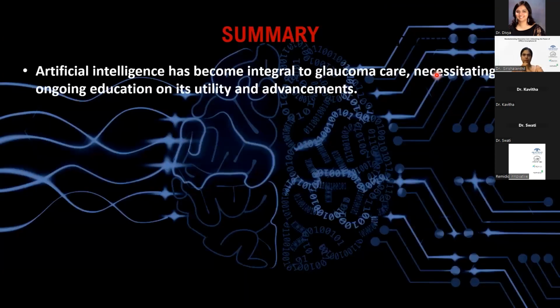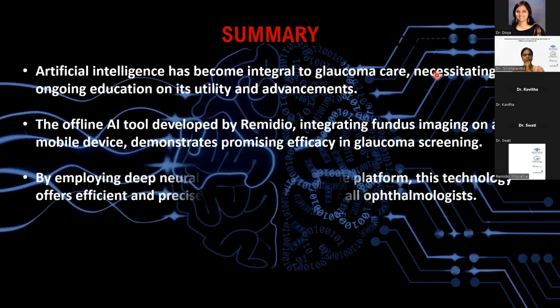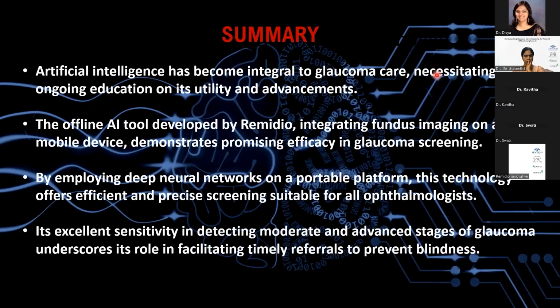So in summary, I just want to say that artificial intelligence has become an integral part of glaucoma care, necessitating ongoing education on its utility and advancements, and hence this webinar. The offline tool developed by Remidio, integrating fundus imaging on a mobile device, demonstrates promising efficiency in glaucoma screening. And by employing deep neural networks on a portable platform, this technology can be used by everyone, not just a glaucoma specialist, but a general ophthalmologist, or even at a peripheral center.